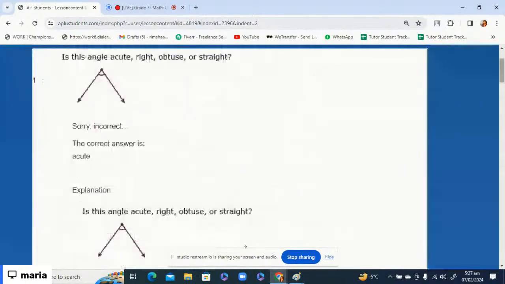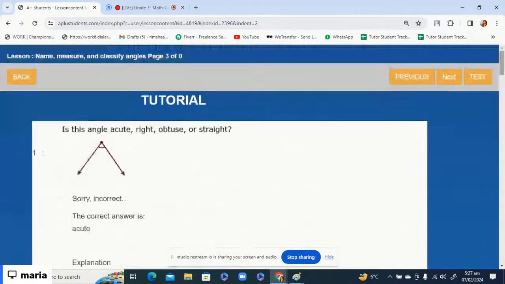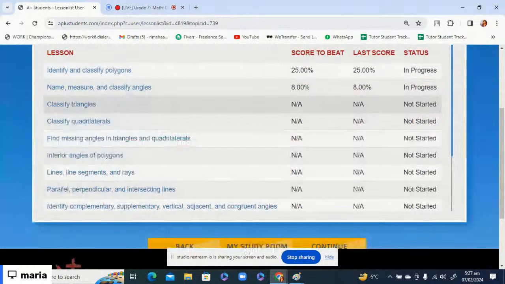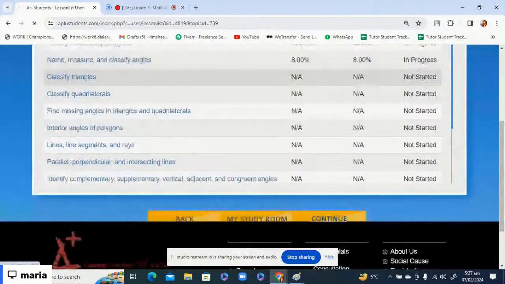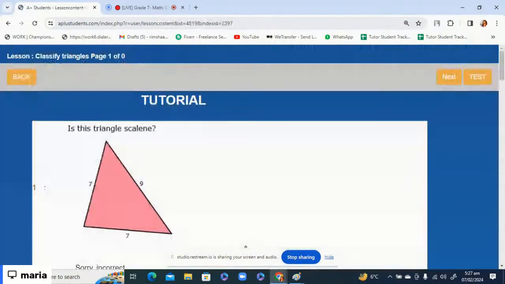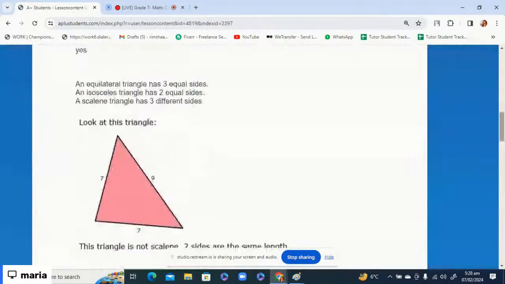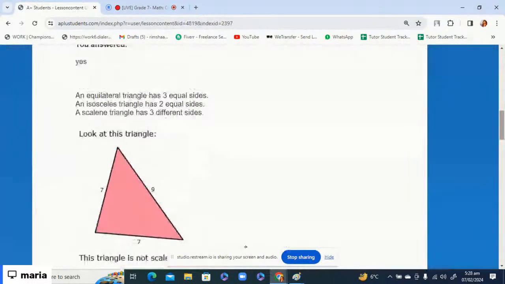Let's discuss the next lesson. Hope you guys understand this lesson. Now let's move to this one. Classify the triangles. Okay. So here are the different triangles. So we just check it out.